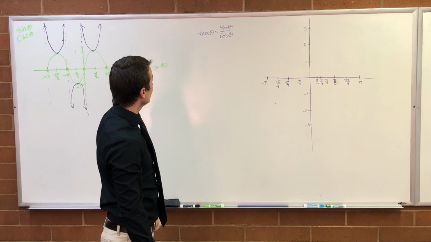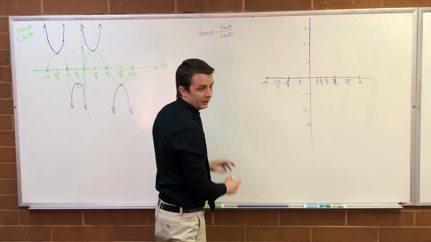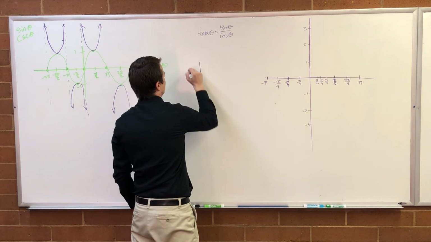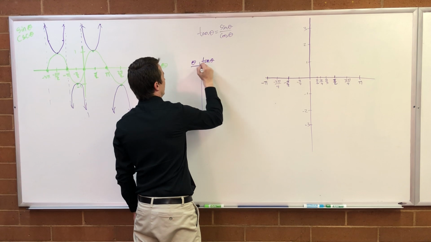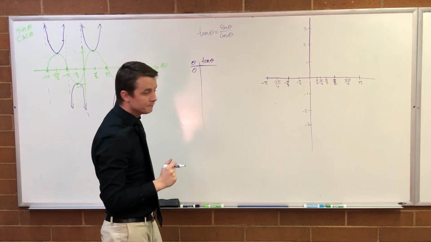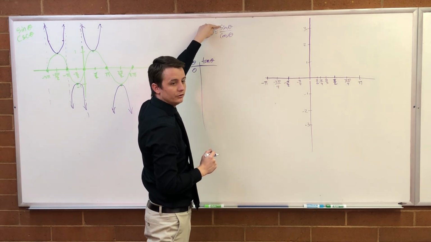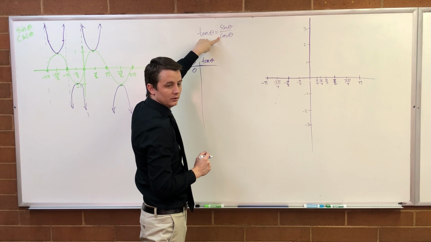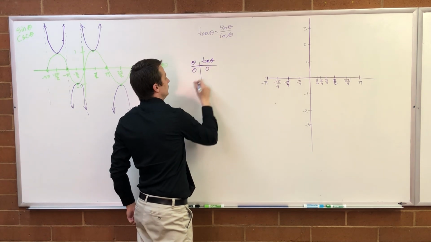Okay, so now let's plot this in. We need to do sine over cosine at a bunch of points, so we'll make a little t-chart here. We'll do our thetas here and our tangent of thetas here. At 0, what's tangent of theta? It's sine over cosine. What's sine at 0? 0. Cosine at 0? 1. 0 over 1? 0.